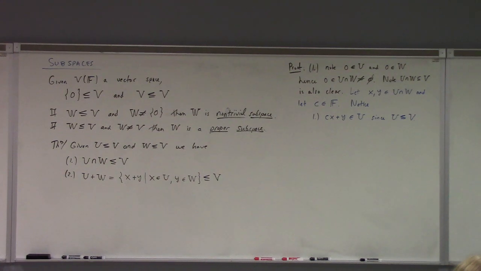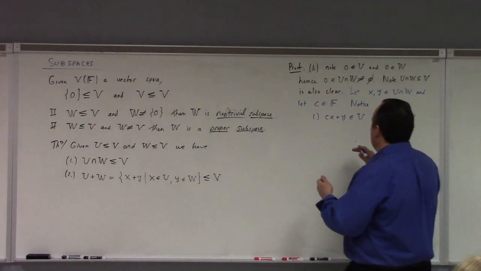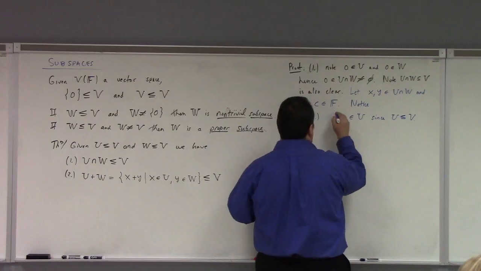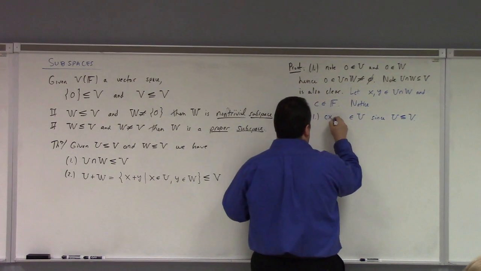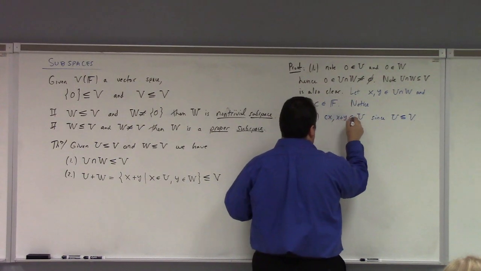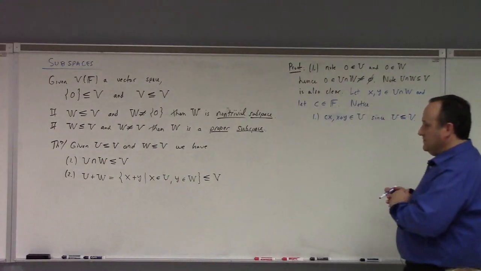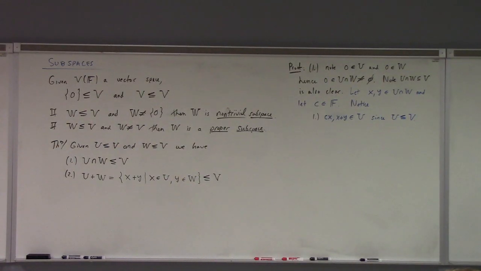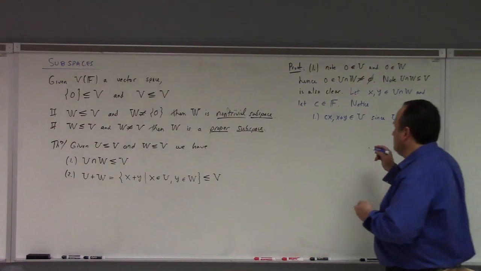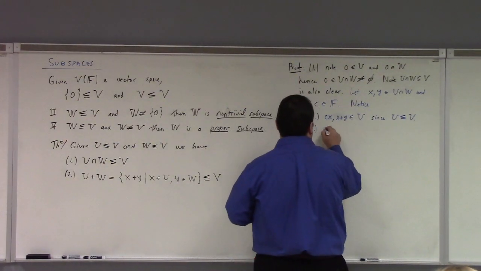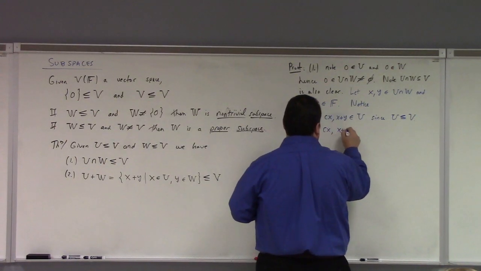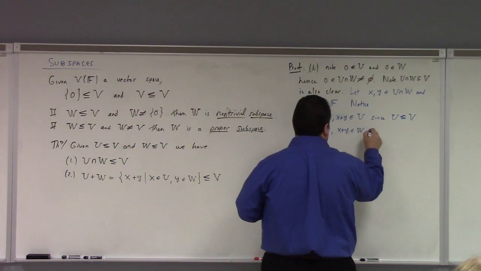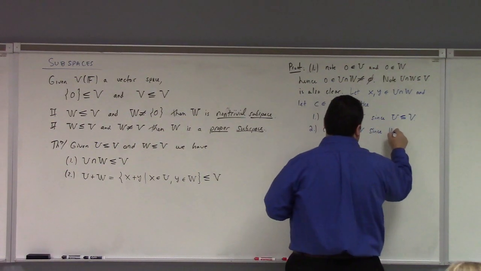If you'd like, I could state these separately. Like, let me do that. So, sorry, I'm getting too sloppy here. Cx and x plus y, right? This and that are elements of U because U is a subspace, right? It has to be closed under scalar multiplication and addition by definition of subspace. Number 2, Cx and x plus y are elements of W, since W is a subspace of V.